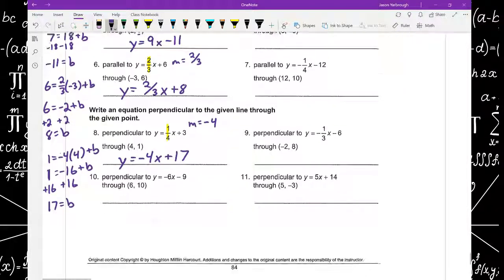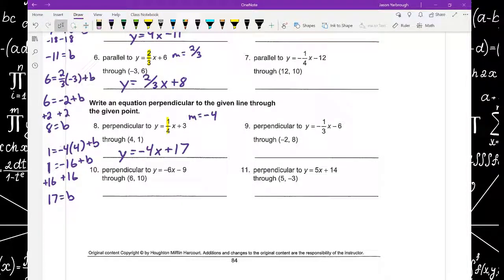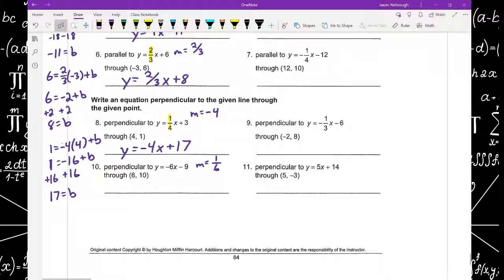Number 10, the original one is -6x minus 9. We want it to be perpendicular, so our new slope, the -6, would be -6/1, becomes positive, and then the 6 goes to the bottom, 1 goes to the top, so positive 1/6. All right, we're going to the equation now. So the y value is 10. 10 equals 1/6 times 6 plus b.